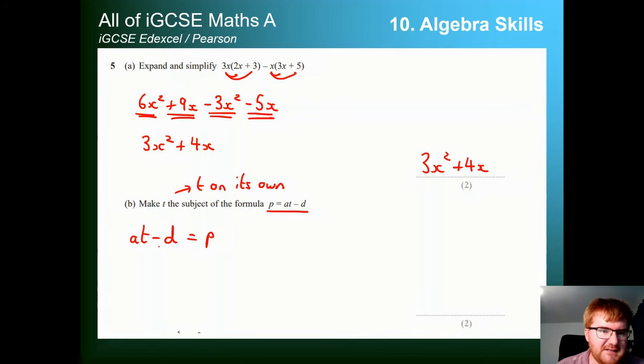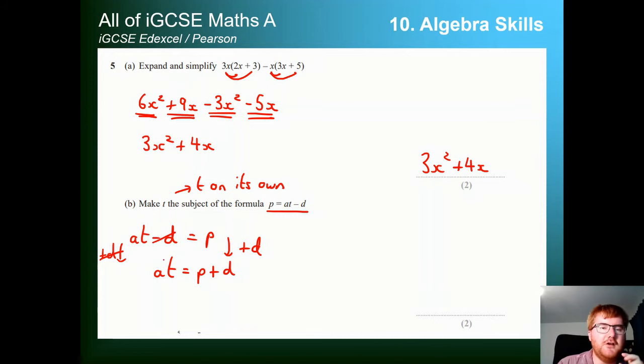Our first step here is this minus d. It's kind of a pain. So what's the opposite of minusing d? Adding d on both sides. So this cancels, leaving us with at. We are making progress. All very good. P plus d, that's equal to p plus d.